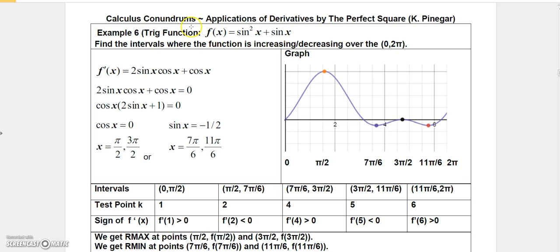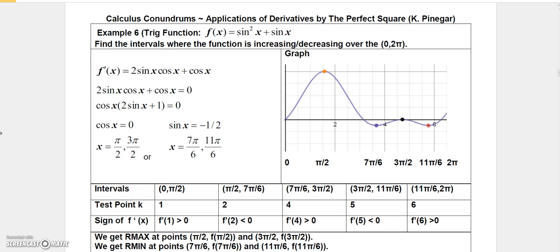This is just a continuation of the first derivative test, but this particular video is going to involve trig functions. So if you don't have any reason to study trig functions, then you can go ahead and skip this.